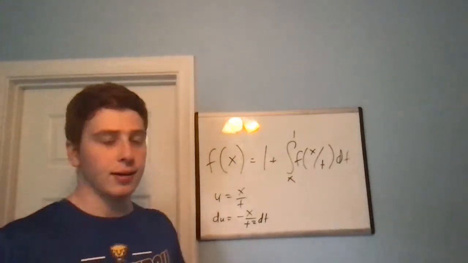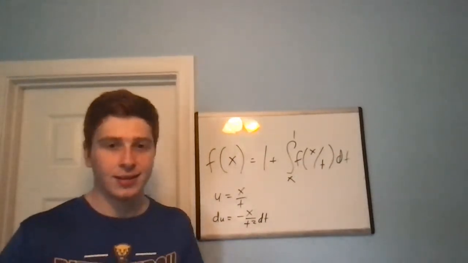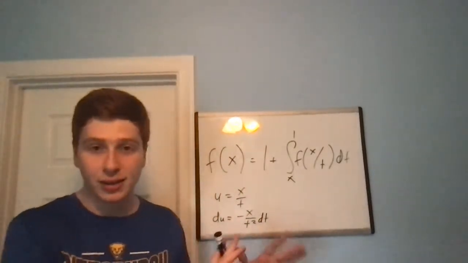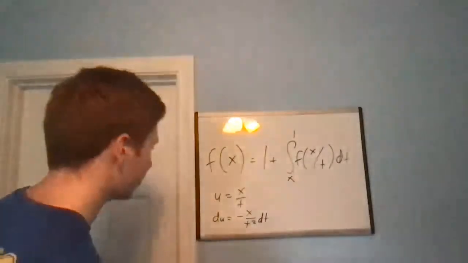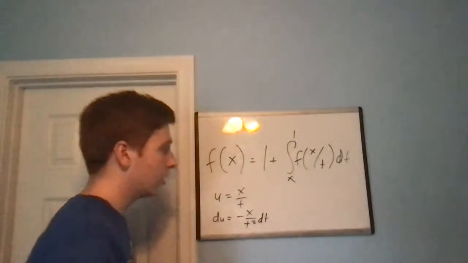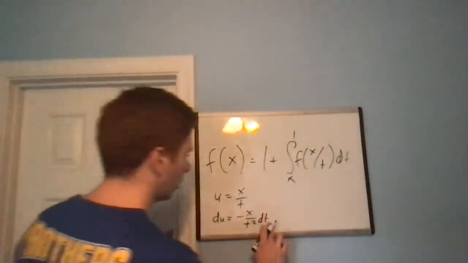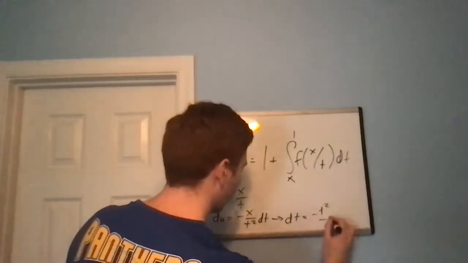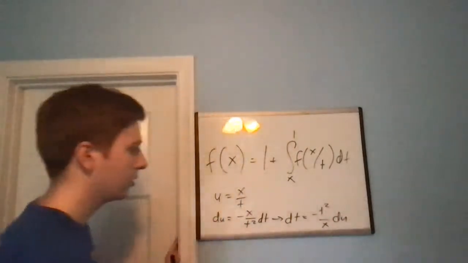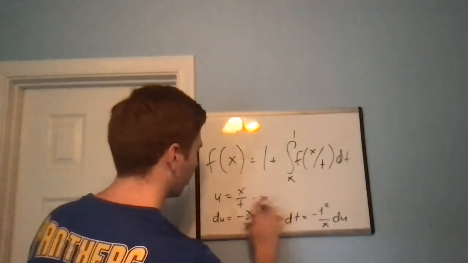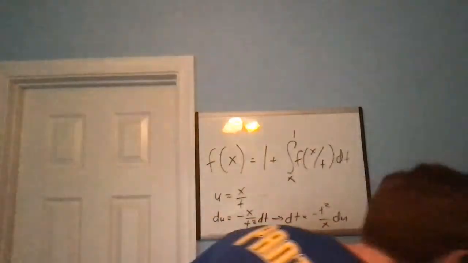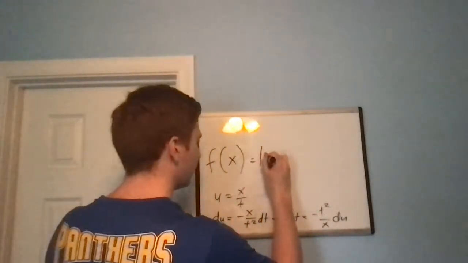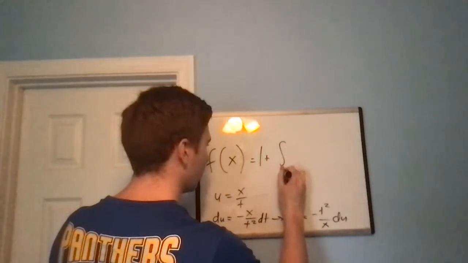Anyway, this is also something I'll touch on later, but let's just go ahead and do it. Let's just see if it works, instead of trying to conceptually really get it yet. Let's just try some algebra, see if it works. So what we'll do, dt is minus t squared over x du, right? And then this just turns into a u. So when we make the substitution, this becomes 1 plus the integral from delta to 1.